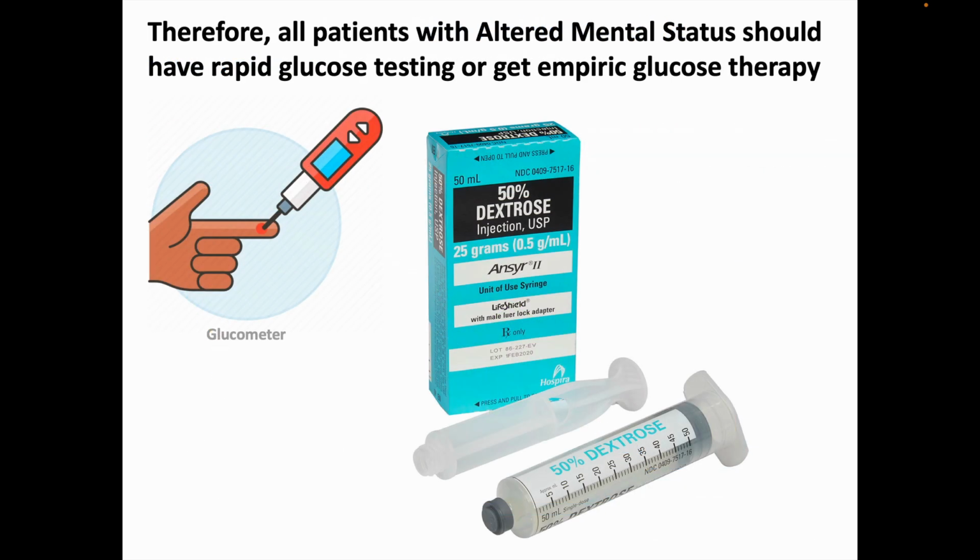Therefore, all patients with altered mental status should either have rapid glucose testing to check for or to rule out hypoglycemia. This is typically done by fingerstick blood glucose test strips and glucometers. Or if such rapid bedside testing is not available, giving dextrose empirically just in case the patient is hypoglycemic.